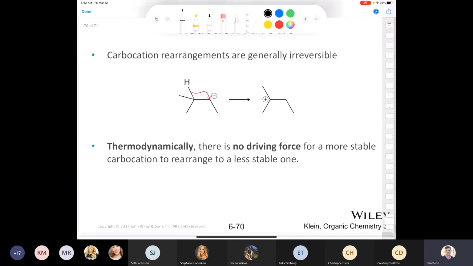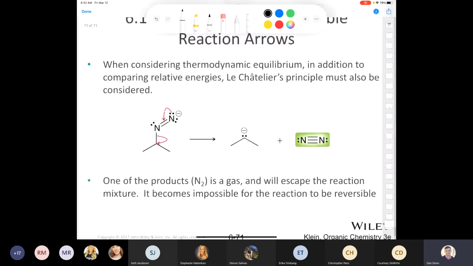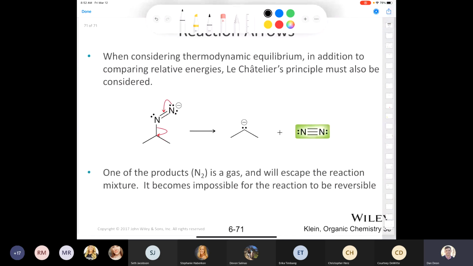And then the last one is a pretty easy one. Carbocation rearrangements are going to be irreversible. There's no thermodynamic force that would cause the reaction to go in the opposite direction. What would that be for? Nothing. If you end up with something that's more stable, it's not going to go in the reverse direction. Also, there are some good ones here, like this one.